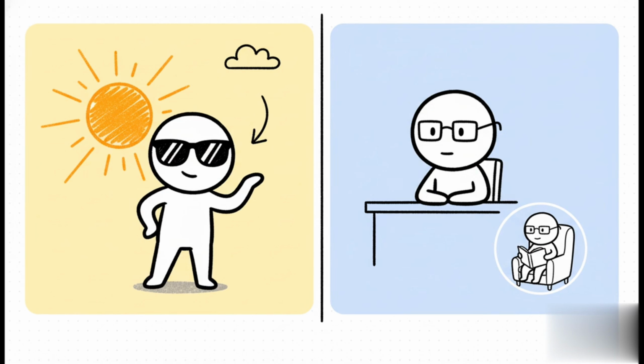And here's one last super common example. I am wearing my sunglasses. Progressive aspect. It's a temporary action. I'm just doing it right now because the sun's out. But if I say I wear glasses, that's simple present. It's a permanent fact about me, a habitual state. See the difference? Temporary action versus a permanent state of being.